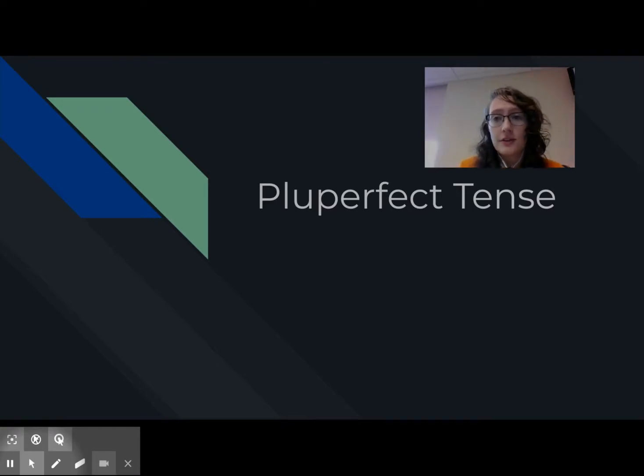So far we've learned about the imperfect tense, which is an incomplete action that happened in the past, such as I was walking to school. We've learned about the perfect tense, which is a completed action, I walked to school. And today we're going to learn specifically about another tense, the pluperfect.